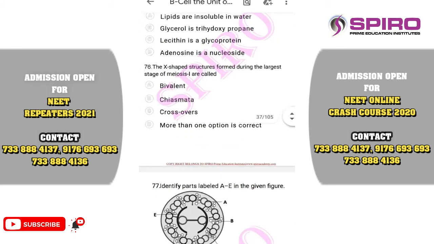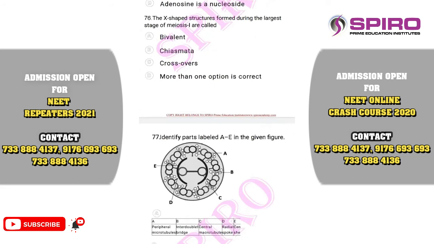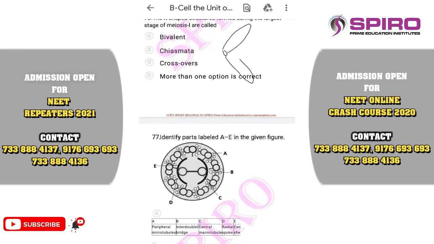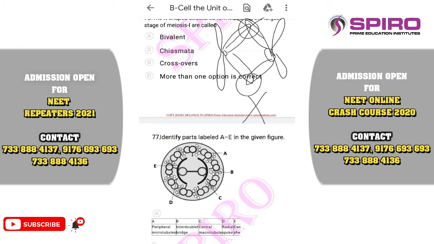Question number 76. The X-shaped structures formed during the last stage of meiosis 1 are called? I just want to explain here, when the crossing over occurs, it will be like this. These are the X-shaped structures where the point of attachment is called chiasmata. They are asking only about this particular point. So the correct option is option B.